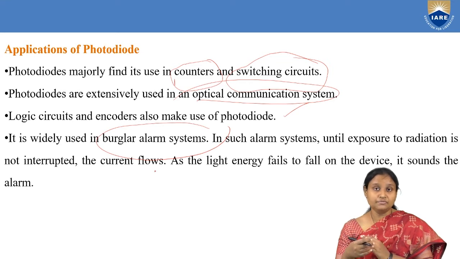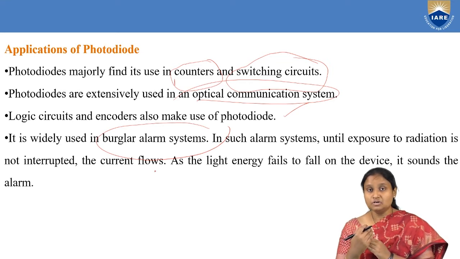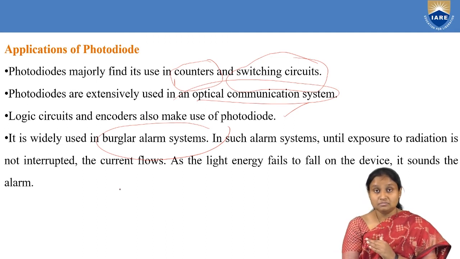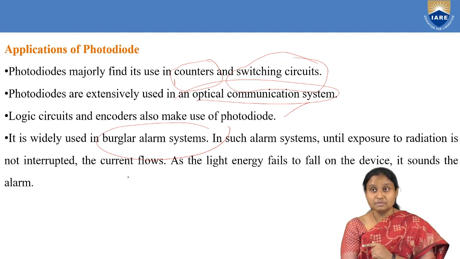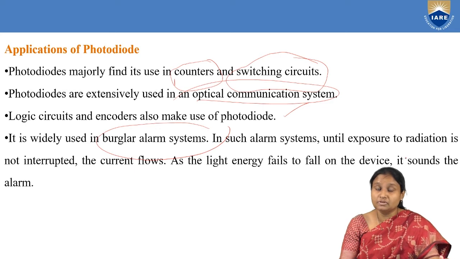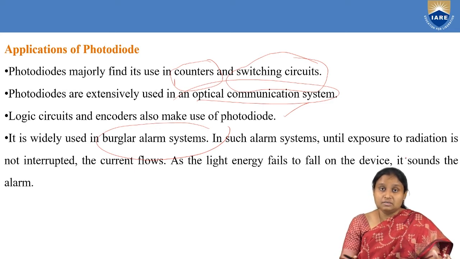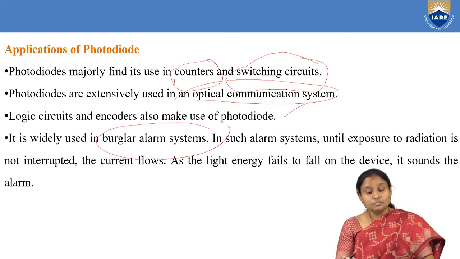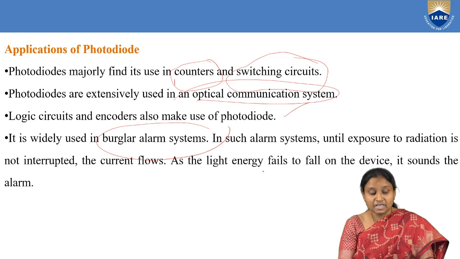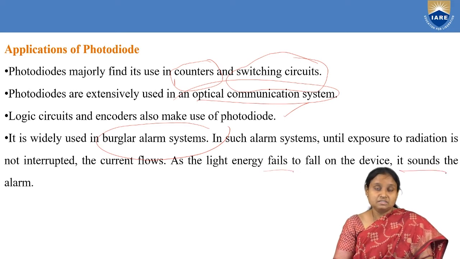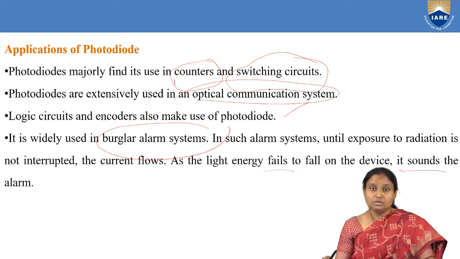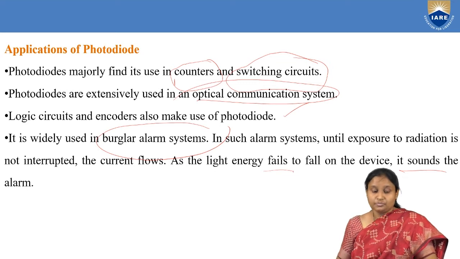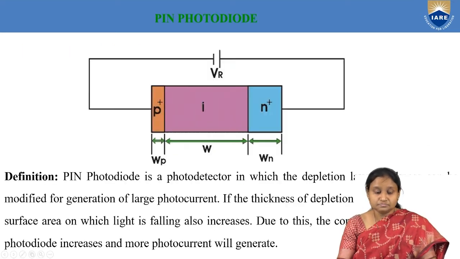Suddenly, if someone comes to the door, because of obstruction of the light falling on the photodiode, there will be obstruction in the flow of current. And when there is obstruction, automatically one alarm will start sounding, and from that we can make out that some new person has come to our home. Because of that obstruction of light, the alarm will automatically start. Then we can detect any unknown person entering our home. Okay, so this is about the applications.